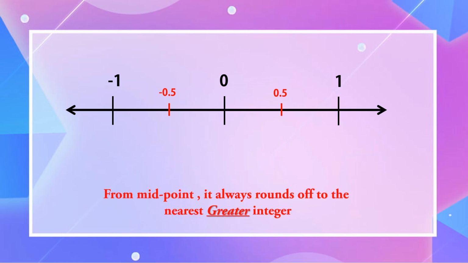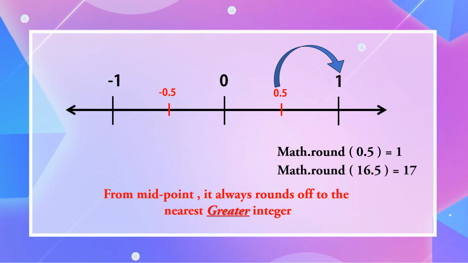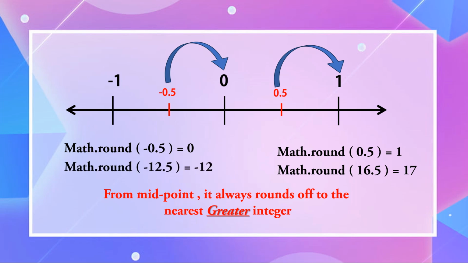And as I have already mentioned earlier, Math.round function rounds off the value mathematically. So from 0.5 position, the value will be rounded off to the next integer, that is 1. So 0.5 will become 1. 16.5 will become 17, the next integer, the higher one. And in case of negative value, that is minus 0.5, the value will be rounded off to the next integer, that is 0. That is minus 0.5 will become 0, minus 12.5 will become minus 12.